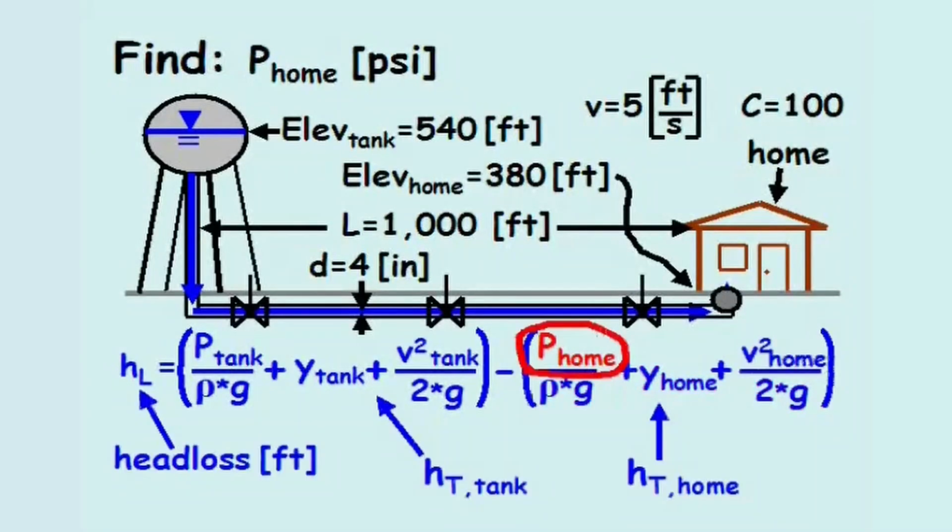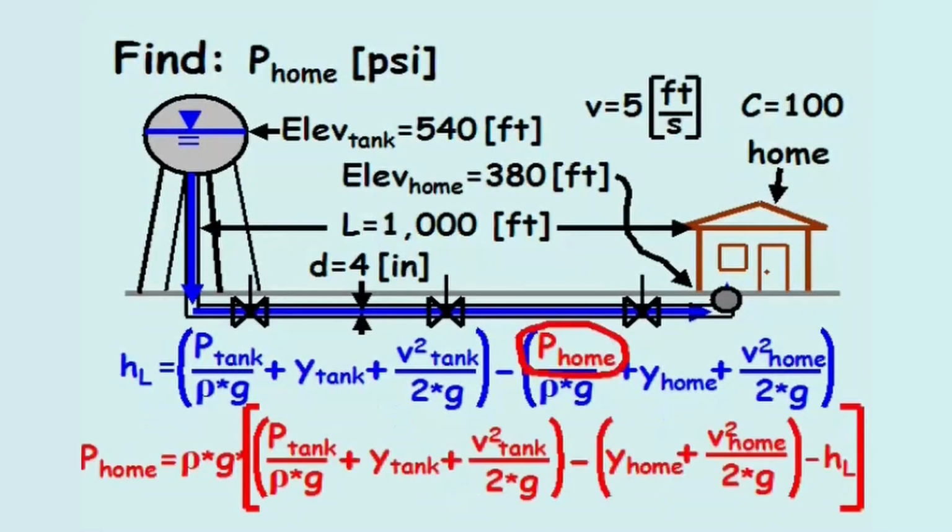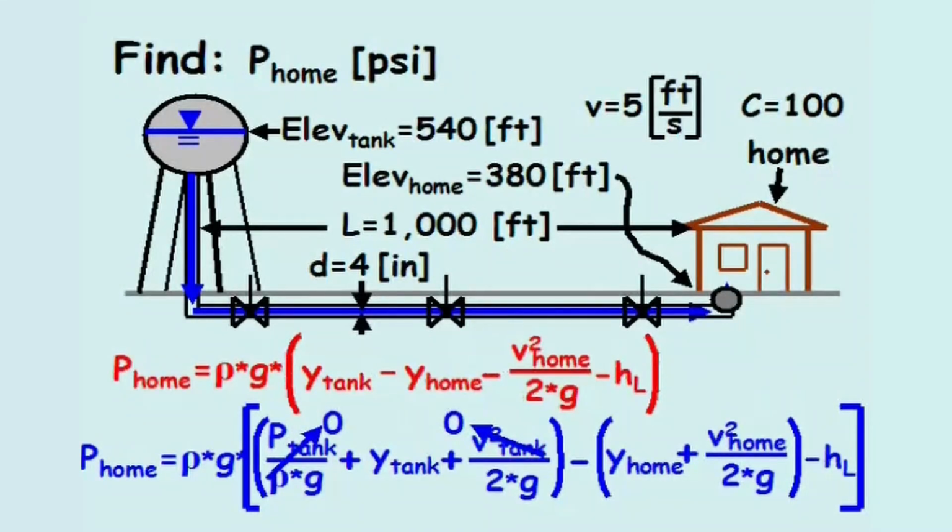Since the problem asks to find the pressure at the home, we'll isolate the pressure term, P sub home. Since the water tank is not pressurized, the pressure head at the tank equals 0. And since the velocity of the tank equals 0, the velocity head at the tank also equals 0. Now the equation simplifies a bit. At this point, the only unknown variable is the head loss, H sub L.